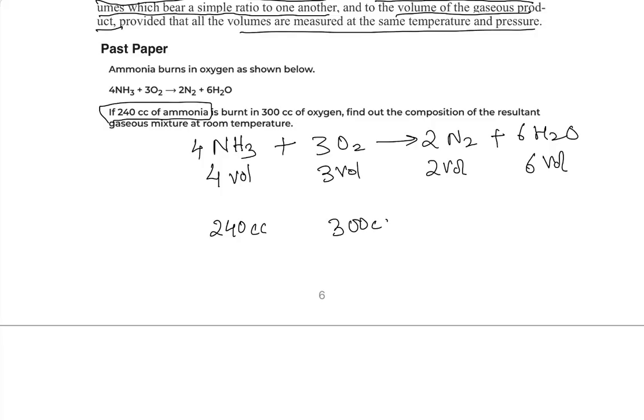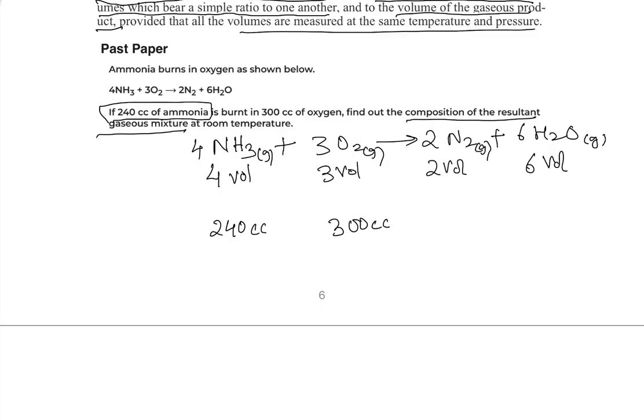What is given in the question is 240 cc of ammonia being used along with 300 cc of oxygen. Find out the composition of the resultant gaseous mixture. Now you have to take care of this underlined word. Composition of the resultant gaseous mixture means whatever gases, all of these are gases here because this law applies to gases only. So which gas, how much product is produced, and if any reactant is left over, what is the amount of that reactant left over in cc.